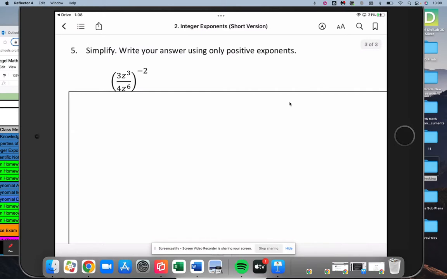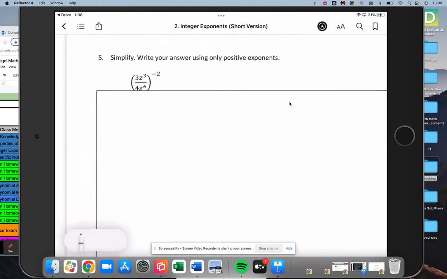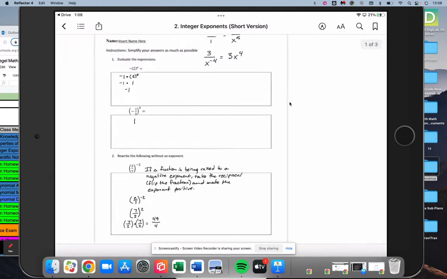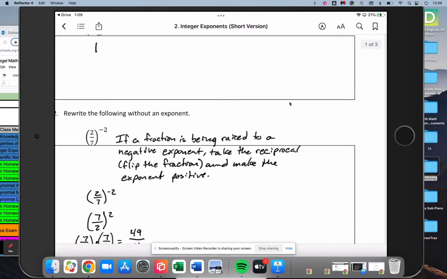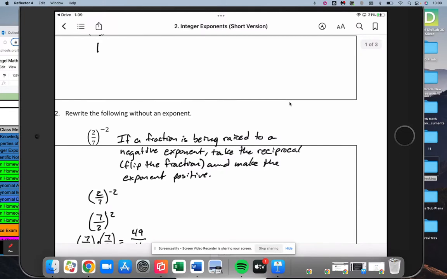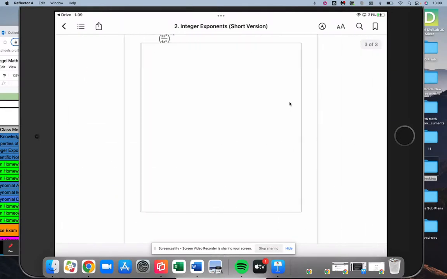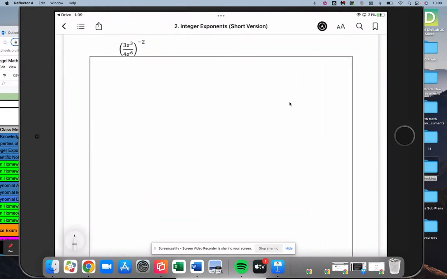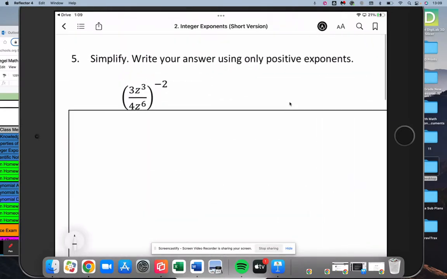being raised to an exponent. And so we want to remember the little trick from number 2. If a fraction is being raised to a negative exponent, take the reciprocal, which means flip the fraction, and make the exponent positive. So we'll bounce back over to number 5, and that's what we're going to do. So our very first thing is going to be to say, hey, we have a negative exponent. That's no good. We're going to take the reciprocal or flip this fraction.